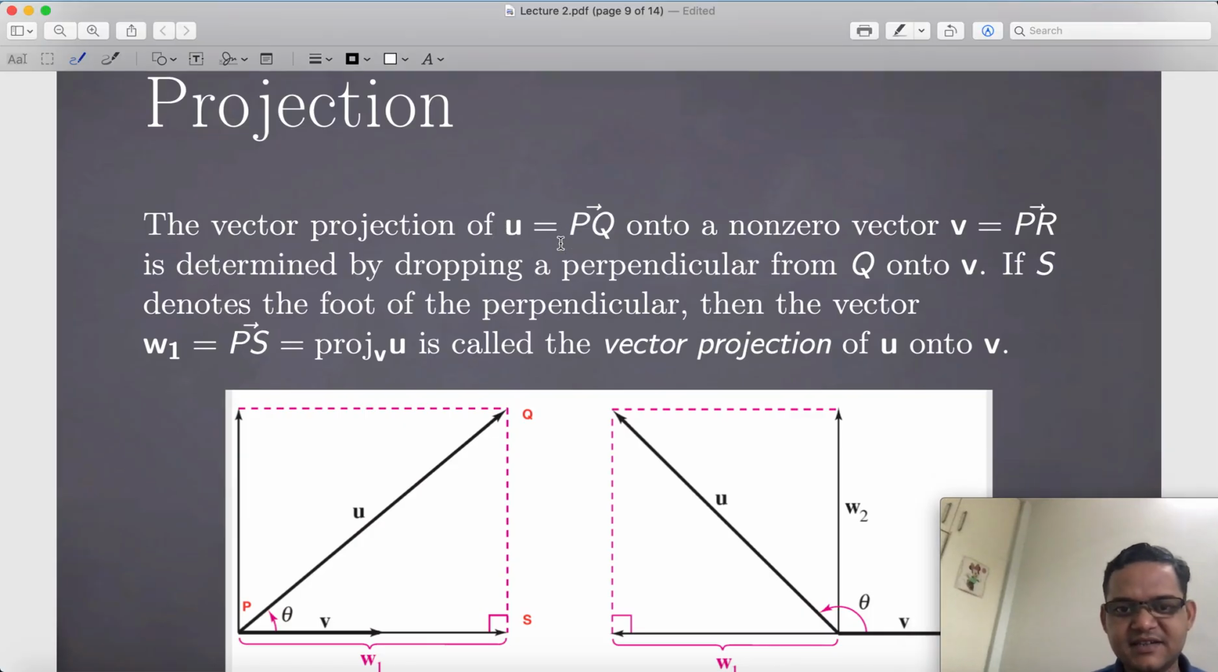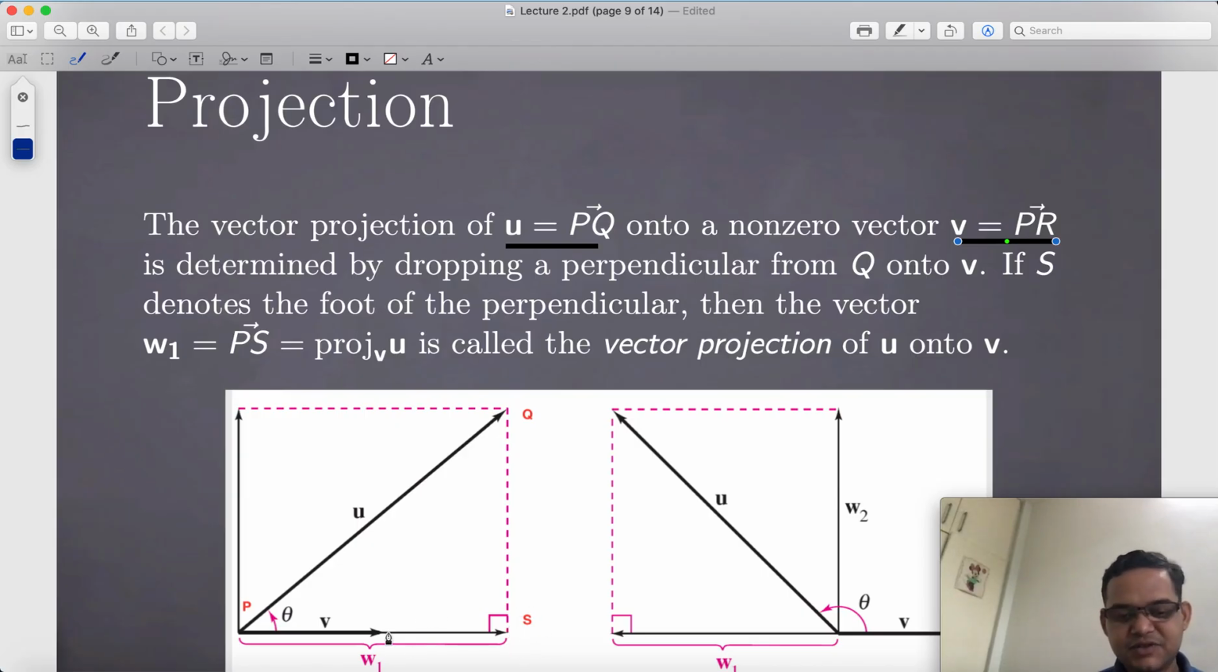So we take a vector u, which is nothing but this vector in this picture, p to q, and another vector is v over here. Okay, which is this vector. And the angle is from b to u, and we are denoting it as theta. So what you do is you look at the terminal point of u and drop a perpendicular onto the vector v, and suppose that it meets the vector v at the point s.